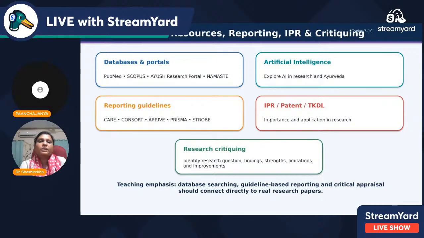Research critiquing means identifying the research question, and finding strengths, limitations and improvements. You give a critique of how the findings are, what the strengths of the research are, and what the areas for improvement are. All this you come across in research critiquing. These are areas that mostly come for MCQs. This is a mostly MCQ-oriented topic.